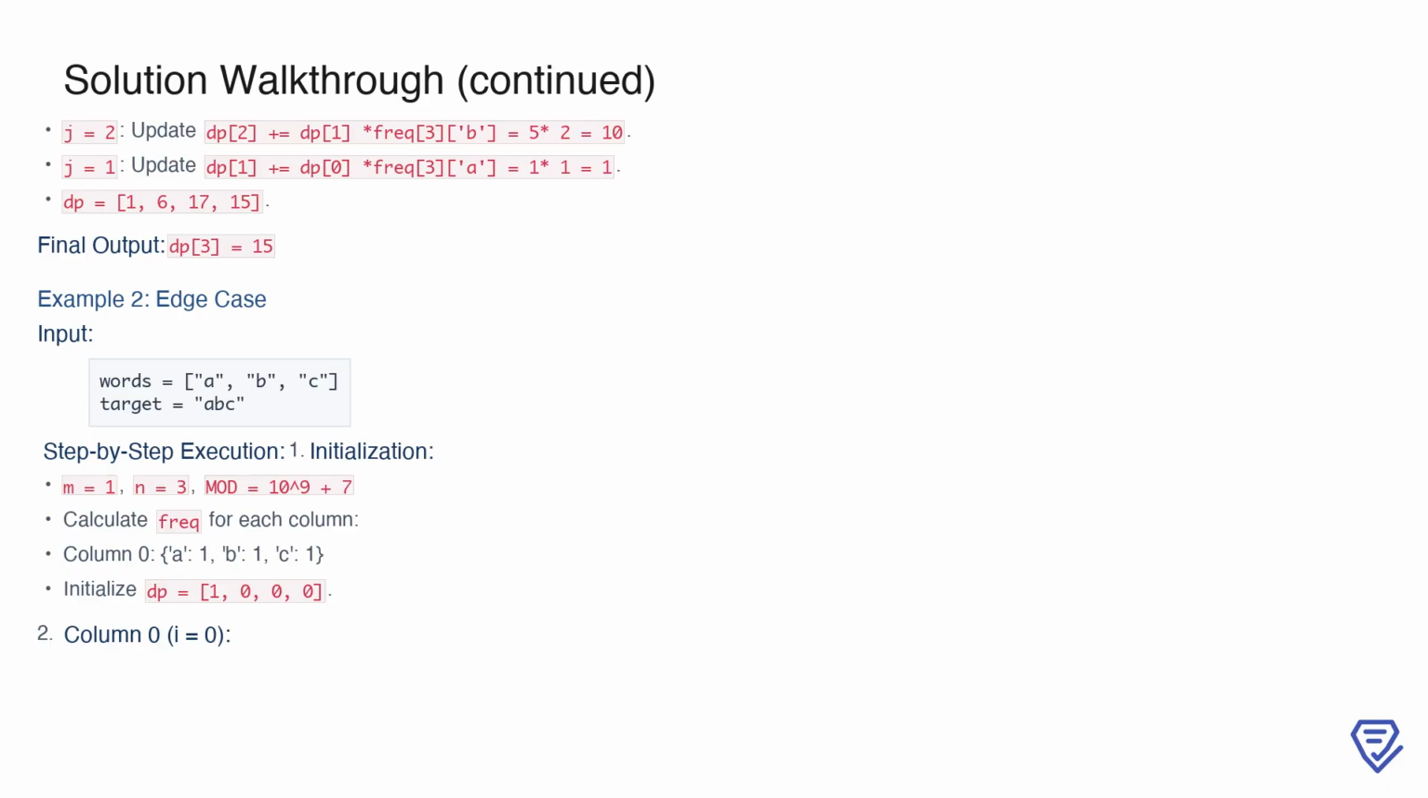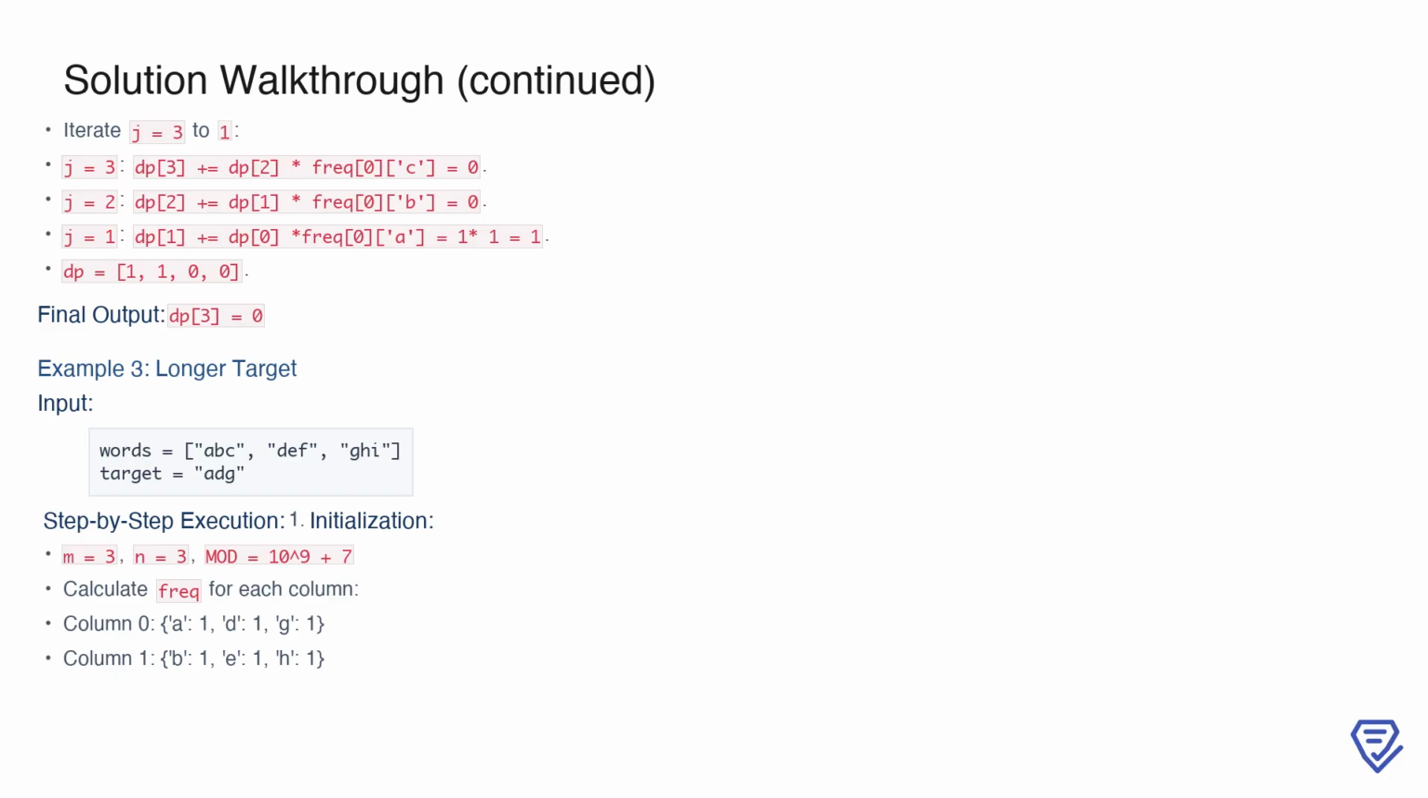Now, let's explore the next example, which introduces an edge case. Here, the input consists of 3 single-letter words, a, b, and c, and the target is abc. In this edge case, we start by initializing the variables. The words have a length of 1, so m is 1, and the target length is 3, so n is 3. We compute the frequency for the single column, which is a 1, b 1, c 1. The dp array is initialized as 1, 0, 0, 0. Since there's only one column, we process it directly.